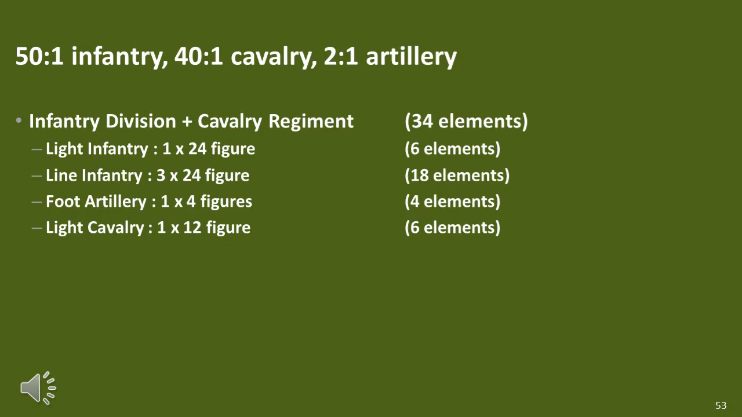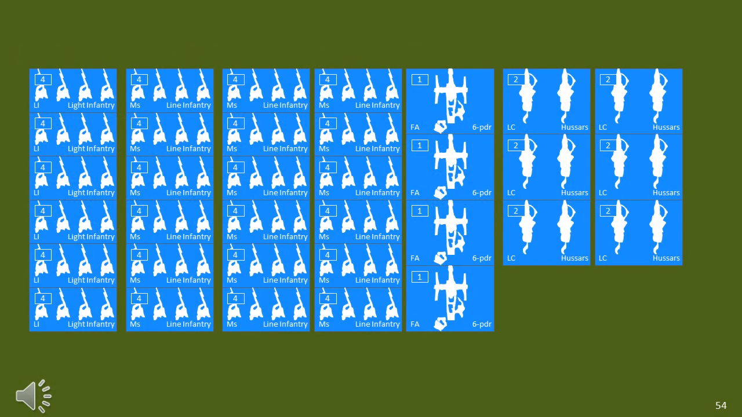This means we get a total of 68 elements, a large force mix, but manageable. There is no medium or heavy cavalry, nor any guards or heavy artillery. There are only 12 elements of cavalry in total. This is an accurate force mix, but not one which most players would prefer to field. This shows a typical division using WRG scales of 50 to 1 for infantry, 40 to 1 for cavalry, and 2 to 1 for artillery.